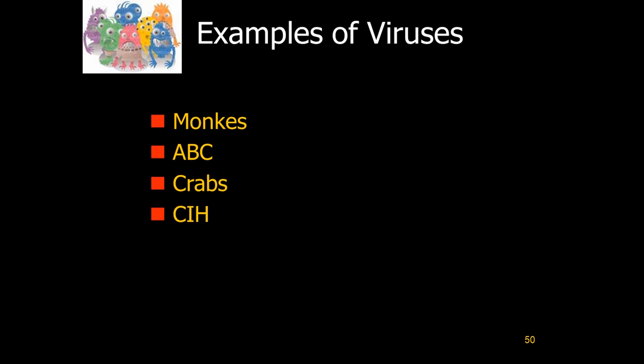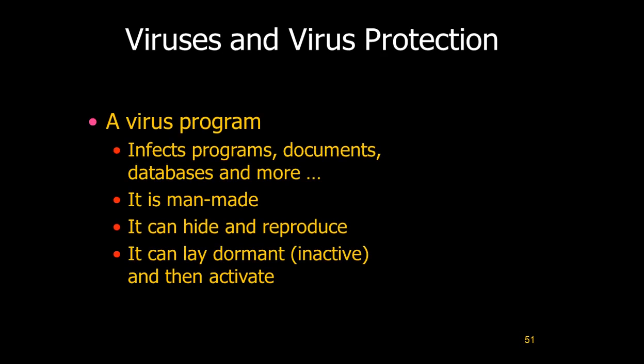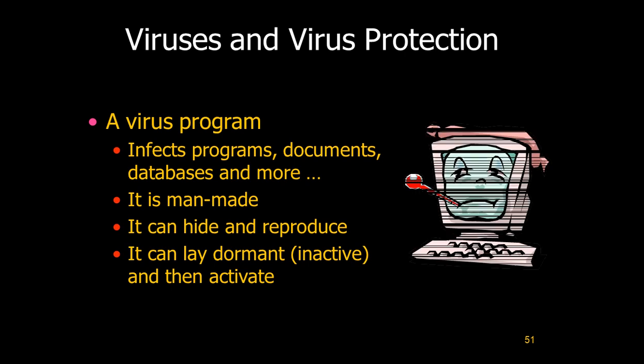Examples of viruses which you can later look at in detail are Monkey, ABC, Crab, CIH. A virus program infects programs, documents, databases, and more. It is man-made. It can hide and reproduce. It can lay dormant, inactive. So, is there something to be afraid of? No. Where there's a virus, there's an antivirus.